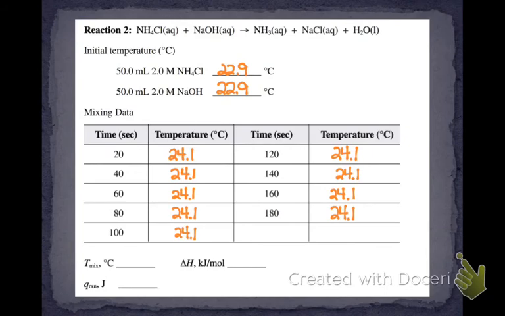So here's the data that was collected for reaction number 2. The data table that you're going to copy this information on is on page 6 of your lab handout, and it might be a good idea to pause the video so that you can record all of this data. As you can see, the temperature rose slightly, and then it stayed at 24.1 degrees C for the whole entire three minutes. So pretty easy data table to write out.